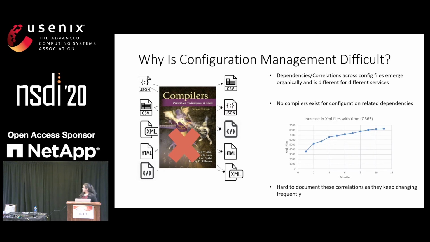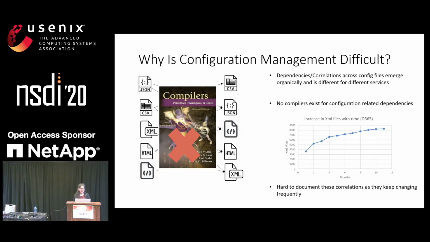So just take a look at this plot. This shows the increase in number of XML files in just one repository within Microsoft. In last 12 months, the number has increased. It's simply doubled from 3,500 to more than 8,000. So imagine how big the number would be if we include all types of correlations and all types of configuration files. So in general, configuration management is a big space, and we are not the first one to deal with this problem.